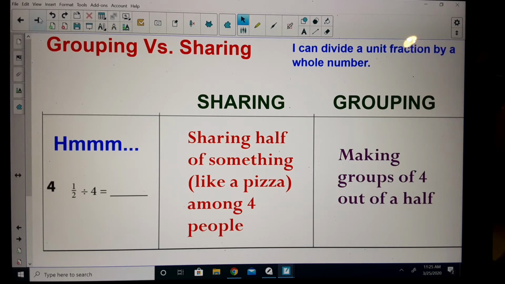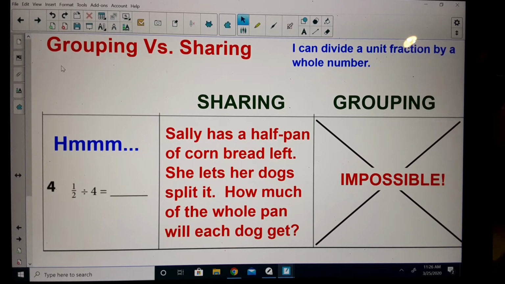But now imagine you're grouping, and you have half of something, like half a cookie, and you want to put them into groups of 4. Can you make groups of 4 out of half of a cookie? No, and it's not asking you to cut it up. That's not a grouping division problem like this. So this doesn't make any sense. So we need to call that impossible.